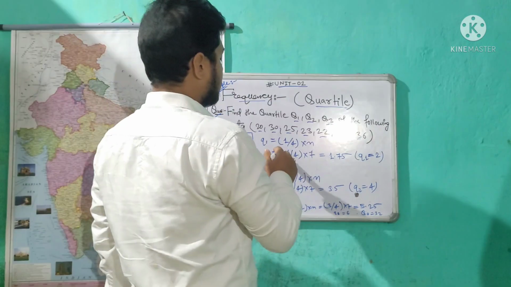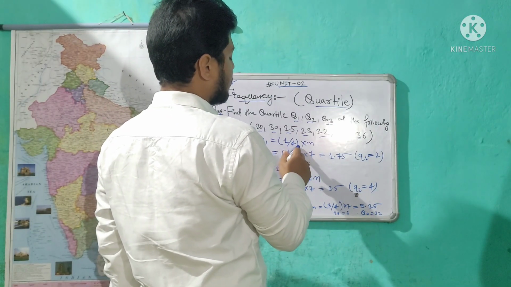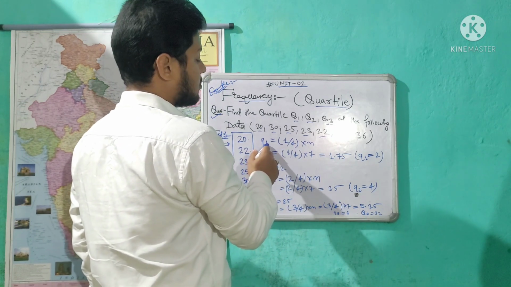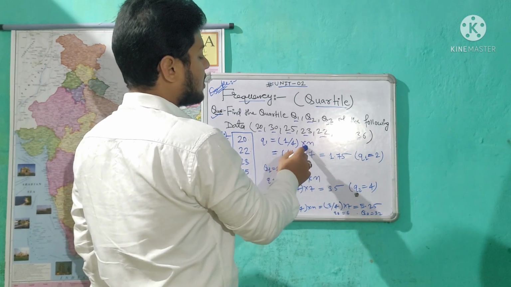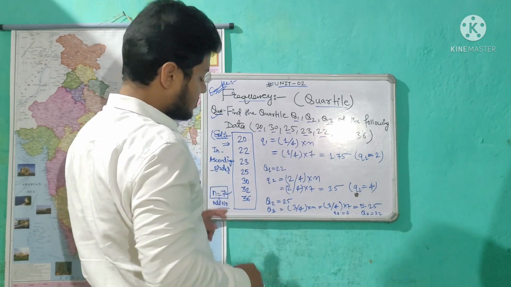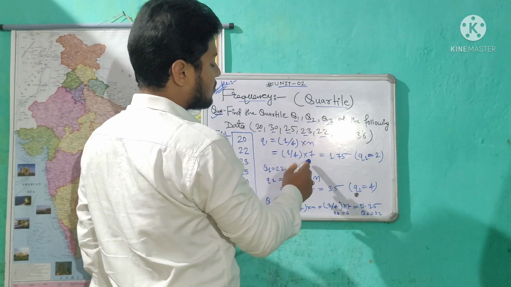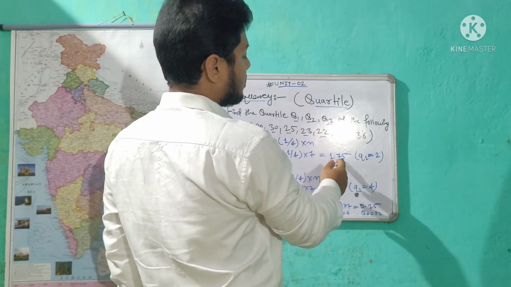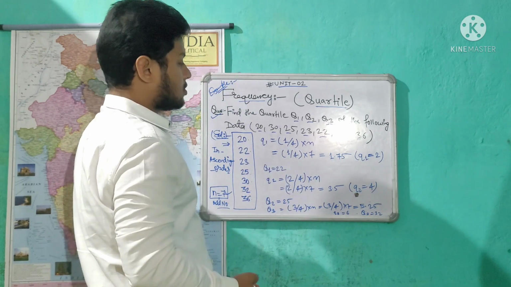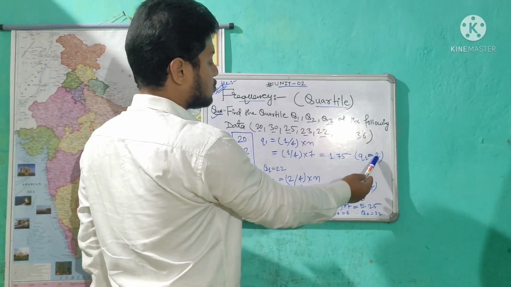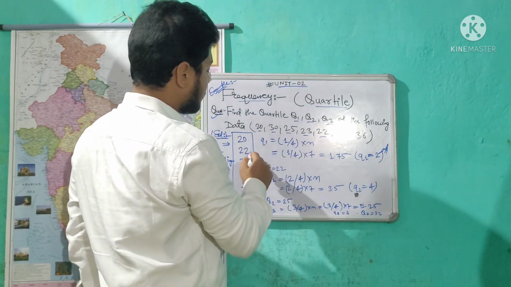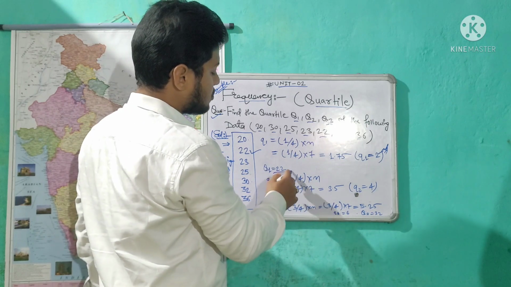Why are we applying 1 by 4 here? Because we are calculating Q1, the first quartile. So 1 by 4 into N, where N is the number of observations, 7, an odd number. Calculating 1 by 4 into 7, we get 1.75, which is nearest to 2. So Q1 is equal to 2. This 2 means the second position, and the second position is 22. So we get Q1 equal to 22.